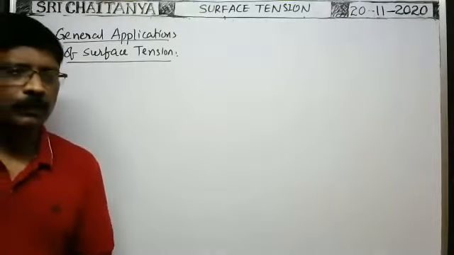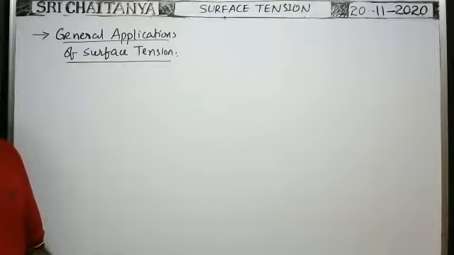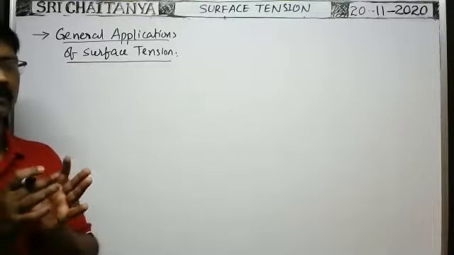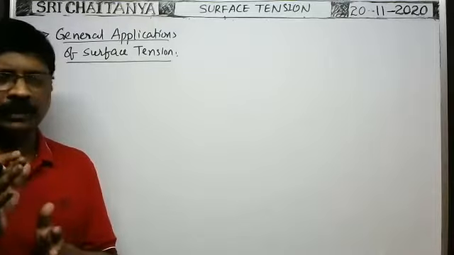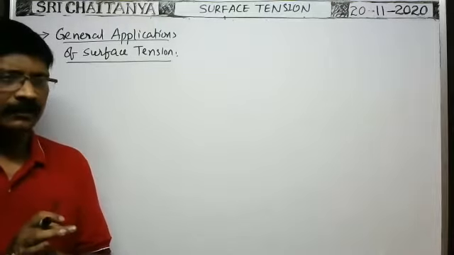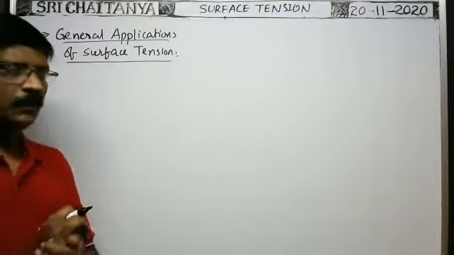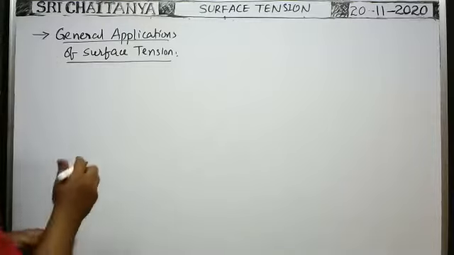Surface tension is the property of the liquid by means of which the free liquid surface acquires the minimum surface area, or the free surface of the liquid behaves like a stretched elastic membrane. That is called surface tension. So, general applications of the surface tension.